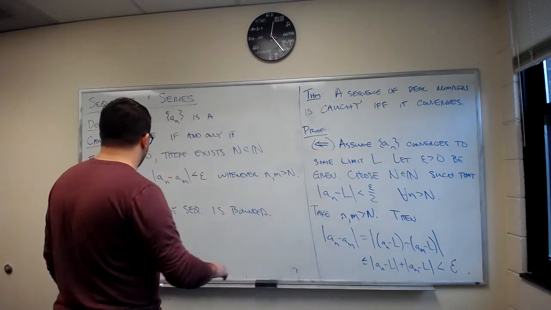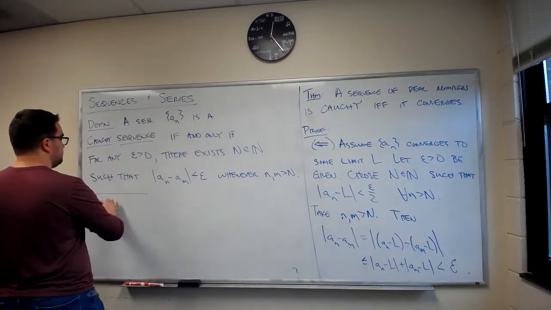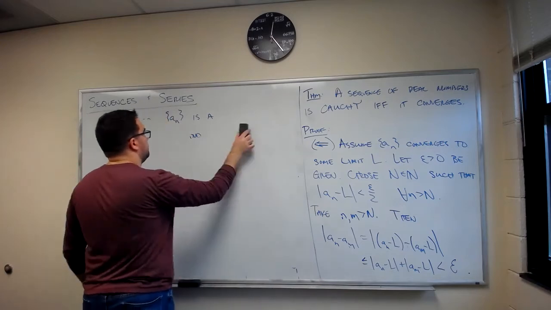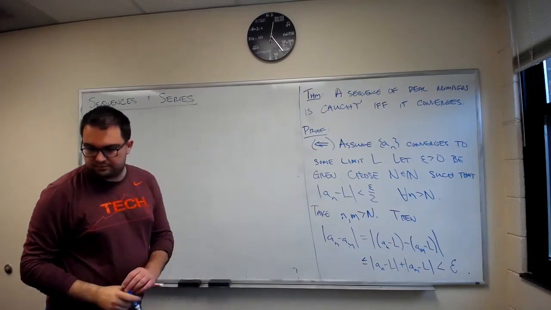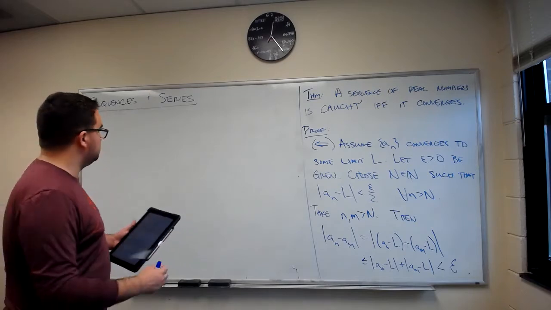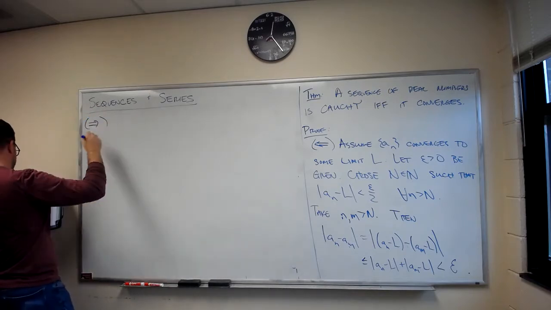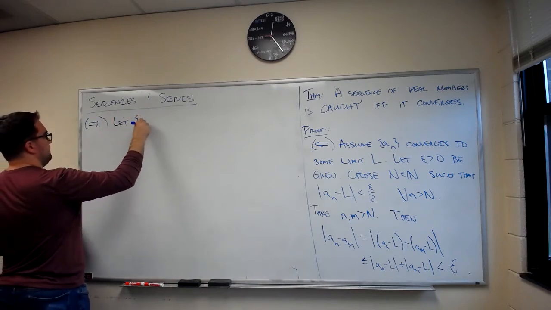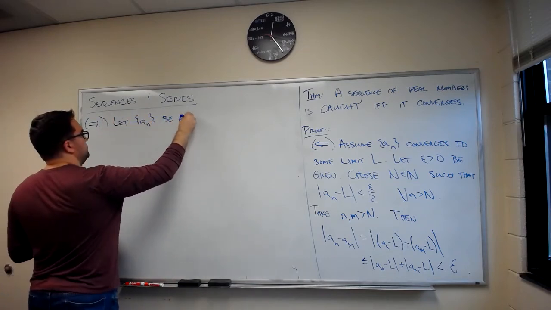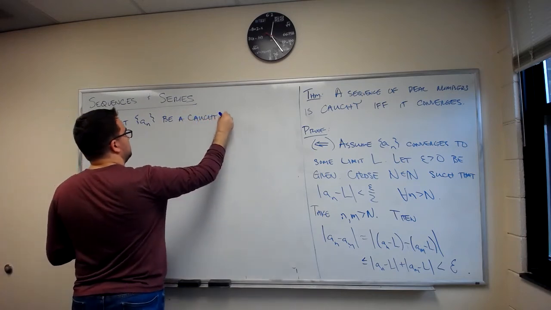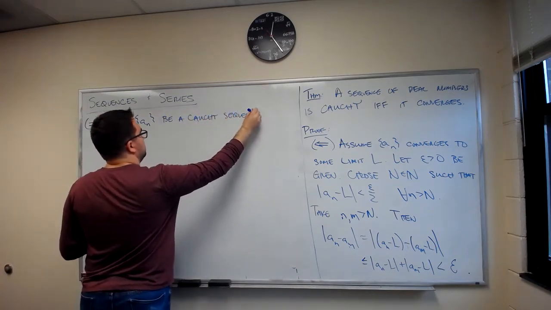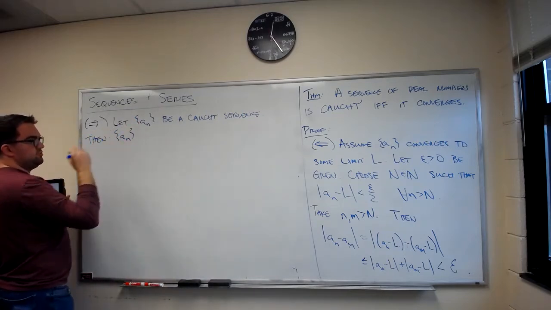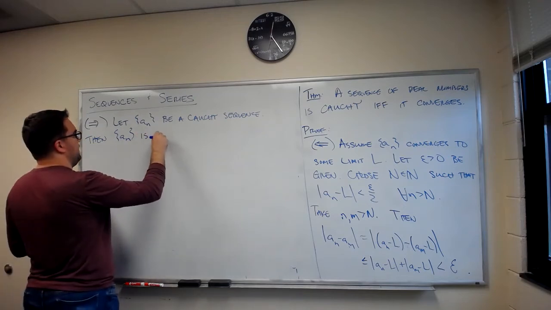Now I've got to try the other way around. Erase the definition of Cauchy. All right. So now here's the forward direction. So let a_n be a Cauchy sequence. And this is where we're going to need the result that you're going to prove in the homework. And then a_n is also bounded.